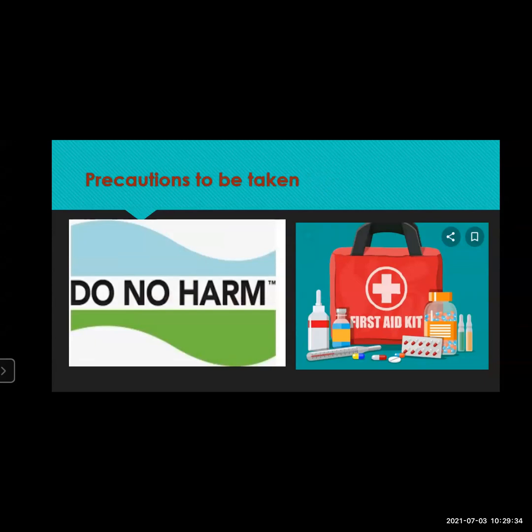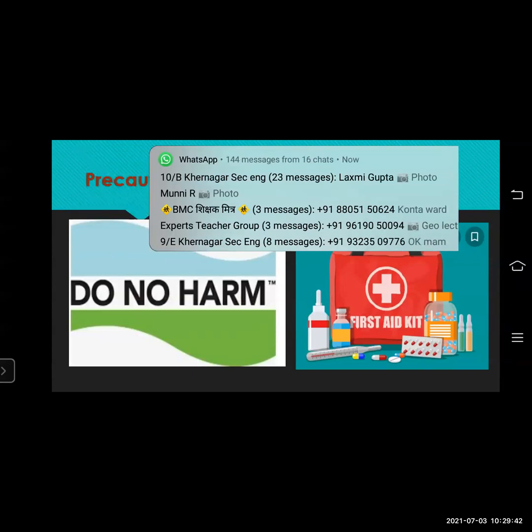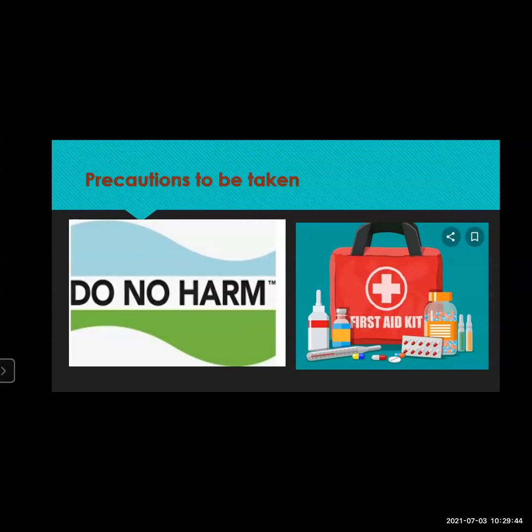Now, here on the slide, you can see what precautions should be taken. Whenever you're going out, it is always necessary to take some precautions, so that your field trip will be a very good one, an enjoyable one, a knowledgeable one. For example, if you go on the field visit and you meet with an accident, it's not going to be good for you. It's not going to be good for your classmates as well as your teachers.